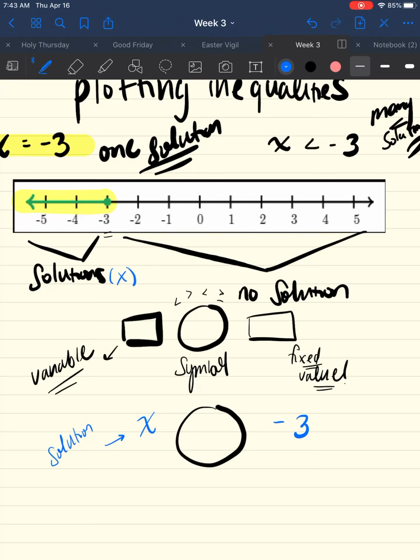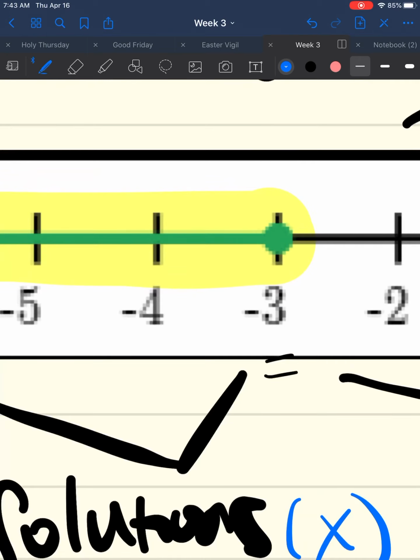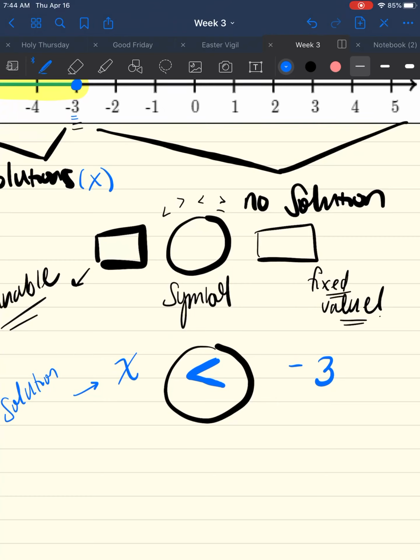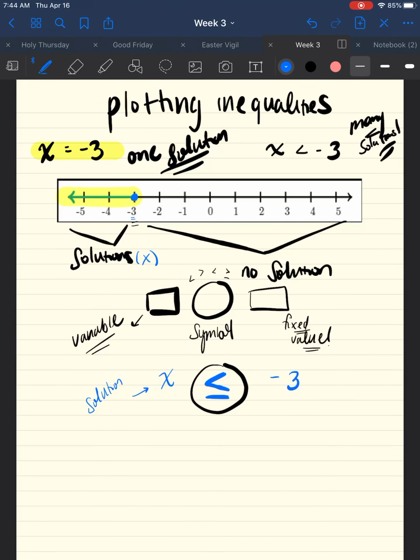So then the symbol that I'm going to place is the x has to be less than -3, but wait, it's not just less than, because if you notice, like we said, the circle is shaded in, meaning that, hey, -3 could also be a solution. So that means that you're going to have to put x has to be less than or equal to -3. So less than or equal to -3. Less than or equal to means that -3 is also part of the solutions.